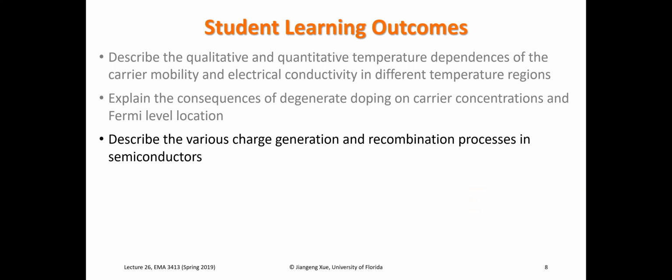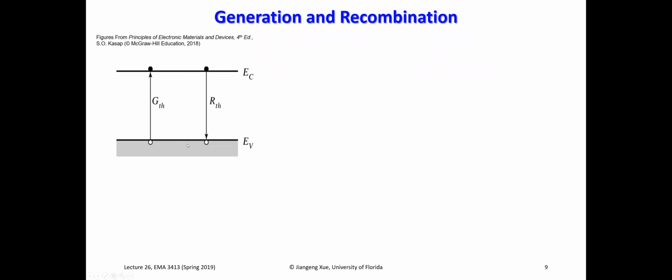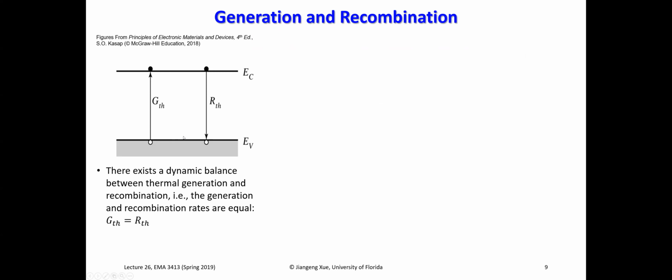Next student learning outcome is to describe the various charge generation and recombination processes in semiconductors. So we have generation and recombination due to the thermal environment that we have. That basically gives you a dynamic balance between the generation and recombination that gets you the n times p product being ni squared, in a thermal equilibrium situation.